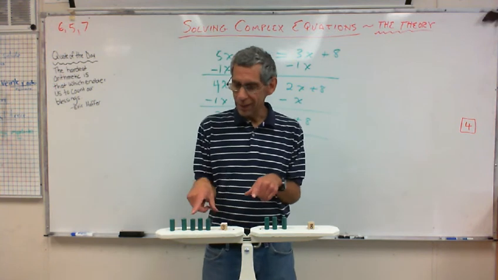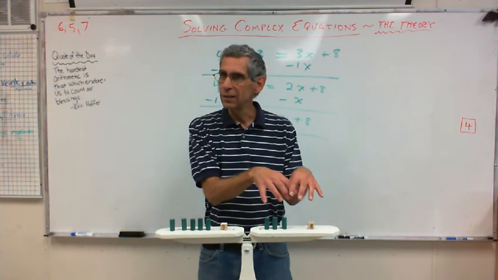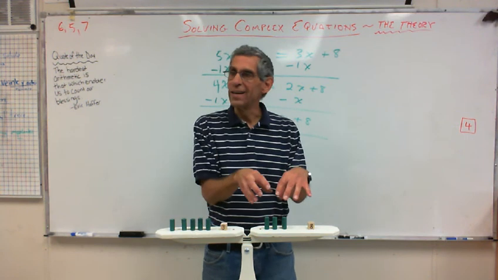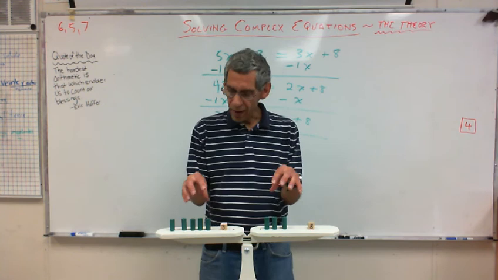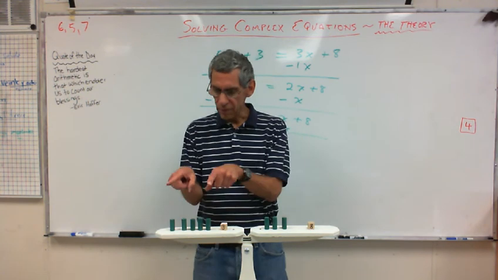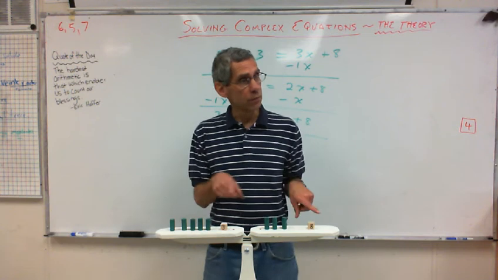Now, would you agree with me that taking away five x's would not be very easy to do on both sides, right? Do you see why? Then I'd have negative x's on this side, right? I don't want to deal with that right now. I'd rather just keep it positive. So I'm going to look at the three. I have five x's here. I have three x's here. I'm going to take the three x's away from both of them.